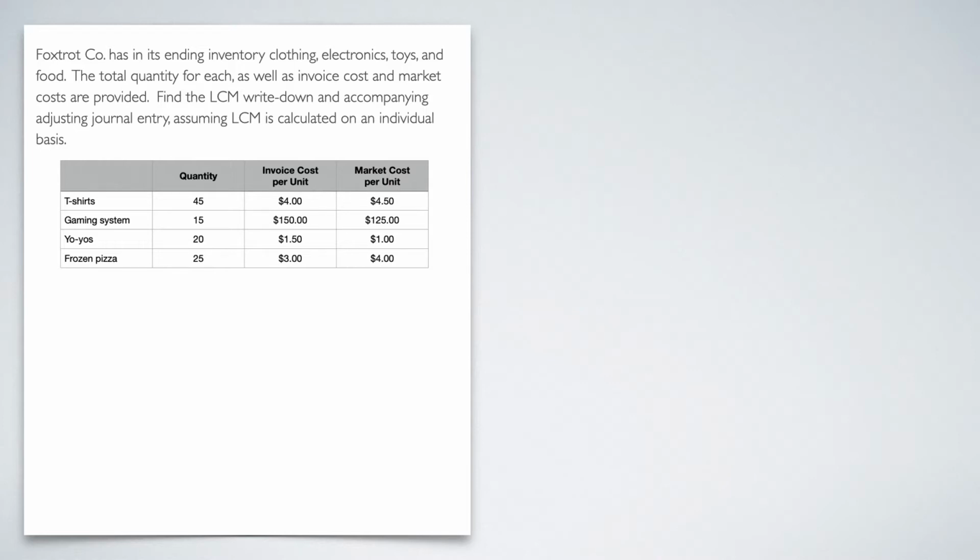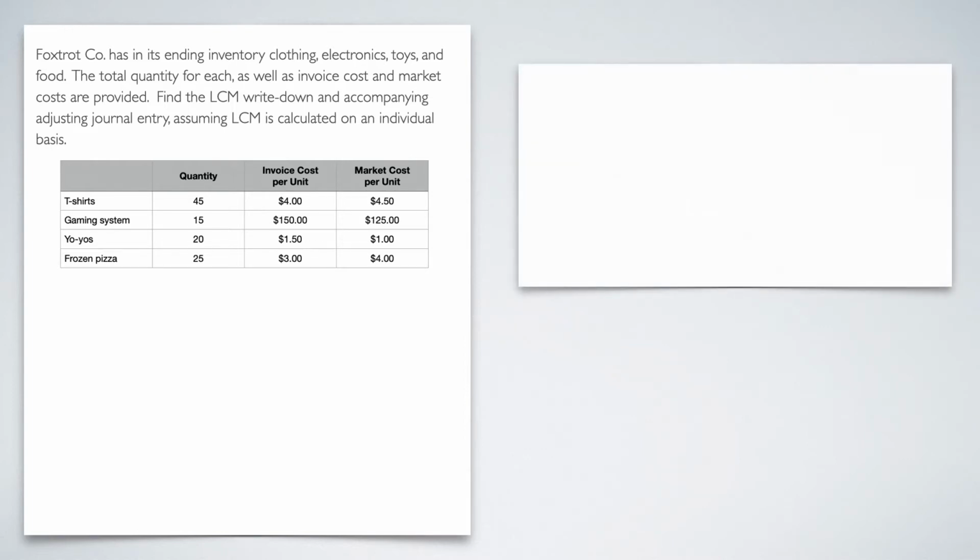So the way I do this, and notice it says we have t-shirts, gaming systems, yo-yos, and frozen pizza. So we're a hodgepodge of a store in what we sell. And it says we have the quantity of each of those, what the inventory cost was per unit of each of those, and then what today's market cost is of each of those per unit. And remember, market cost is simply how much it would cost us to replace those in a normal way. What I do to begin this is create another table.